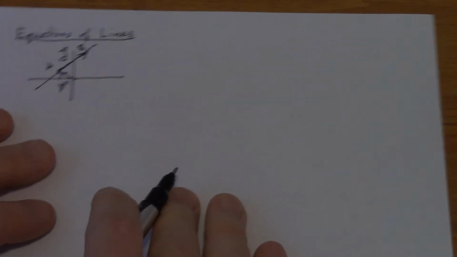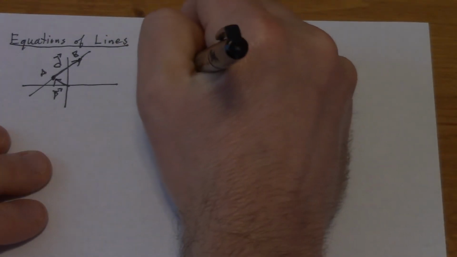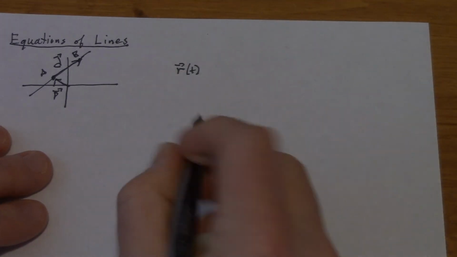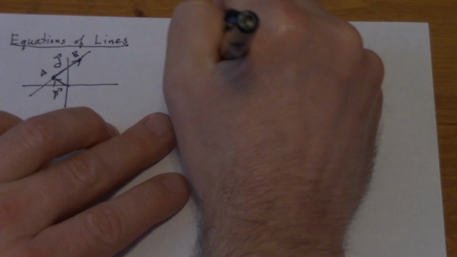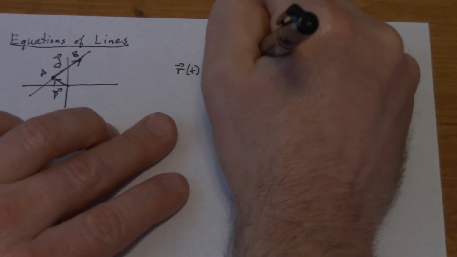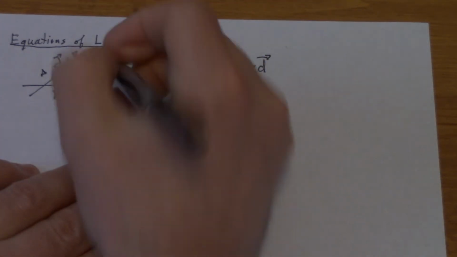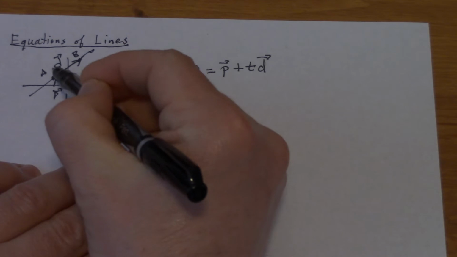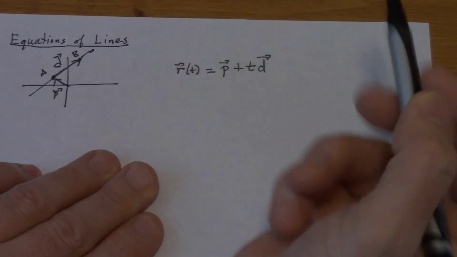If I want to go from the origin to B, I would just add those two vectors together. So I'm going to say we have the vector equation of a line, r(t), and this is going to equal P plus a scalar multiple of D. If I needed to get to this point, I would just multiply D by some number that would lengthen that vector out, and then P plus that vector would get me to that other point.